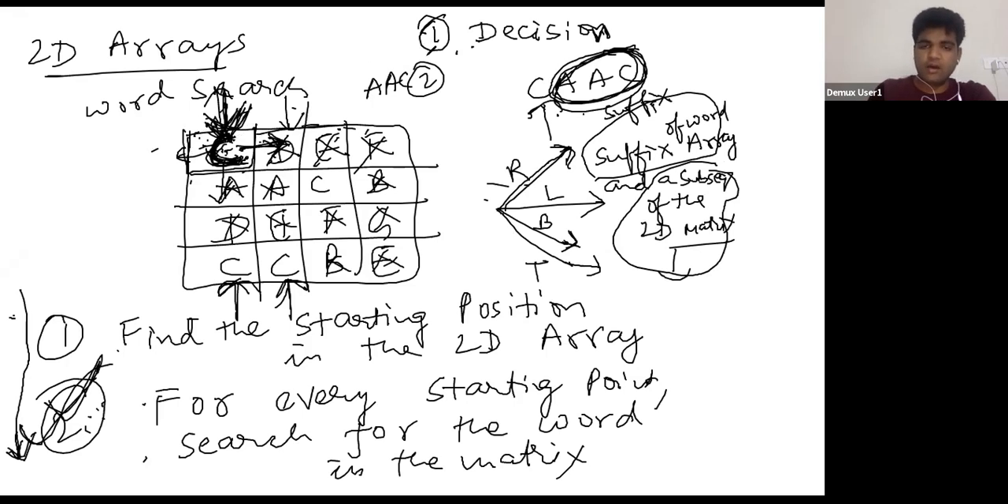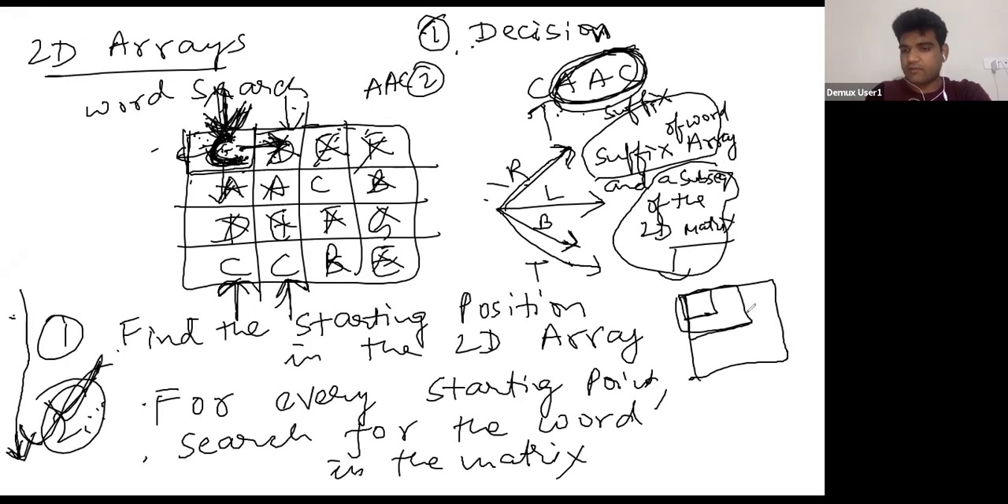Do you understand how you will extend the analogy of 1D suffix arrays to 2D? The way you will extend it is, see, if this is the 2D array, then this is one suffix array of the 2D array. This is another prefix array of the 2D array. This is another prefix array of the 2D array. Similarly, this is one suffix array of the 2D array. This is one suffix array of the 2D array. This is another suffix array of the 2D array. This is another suffix array of the 2D array. Correct?